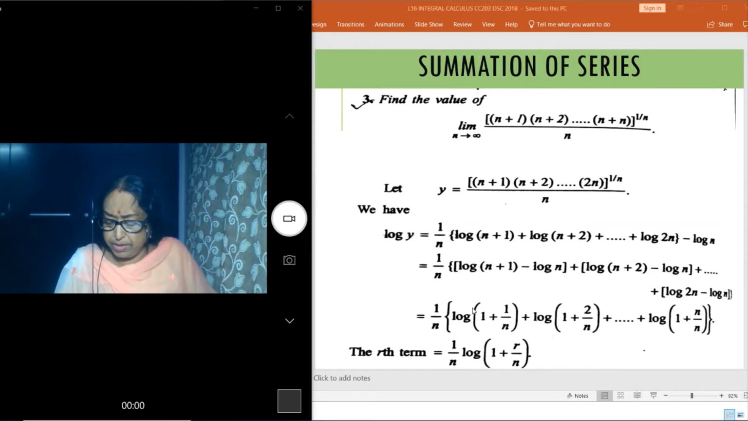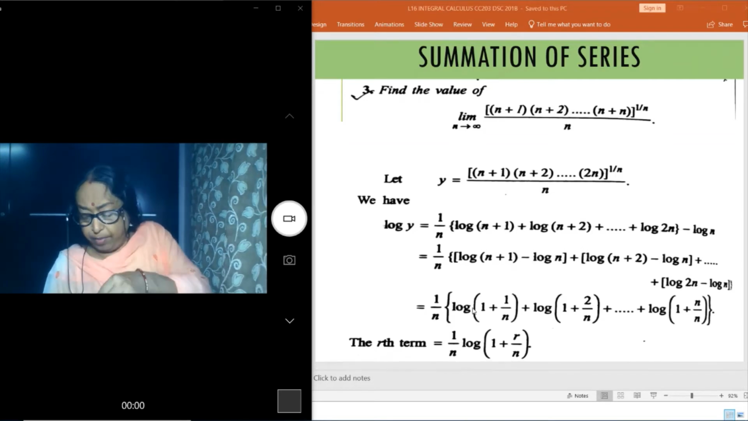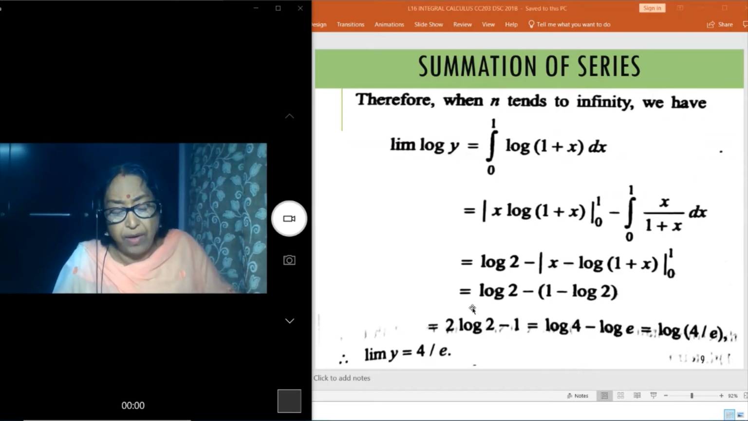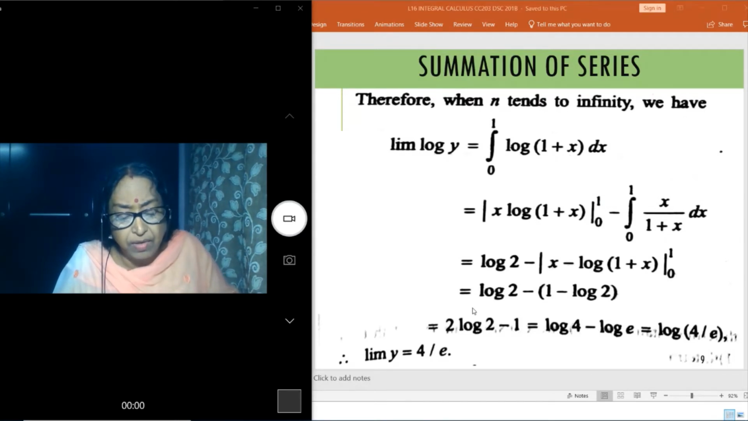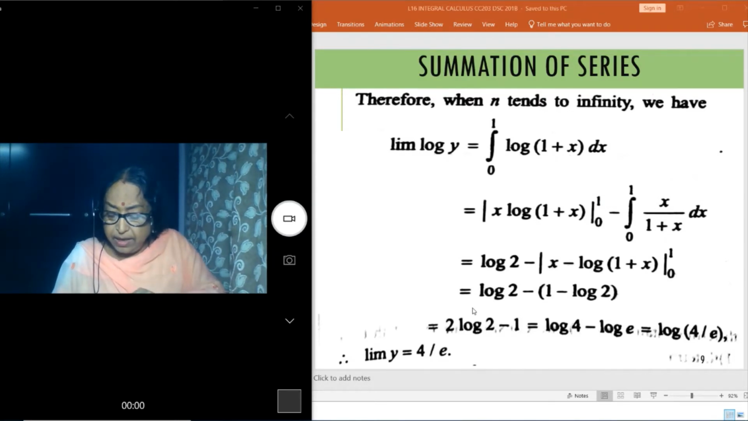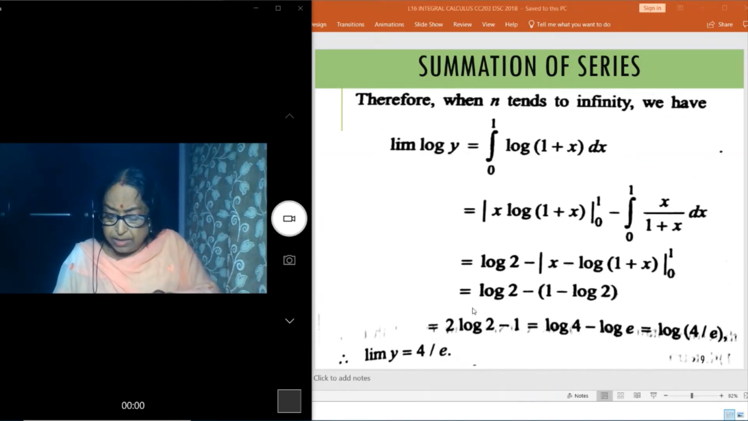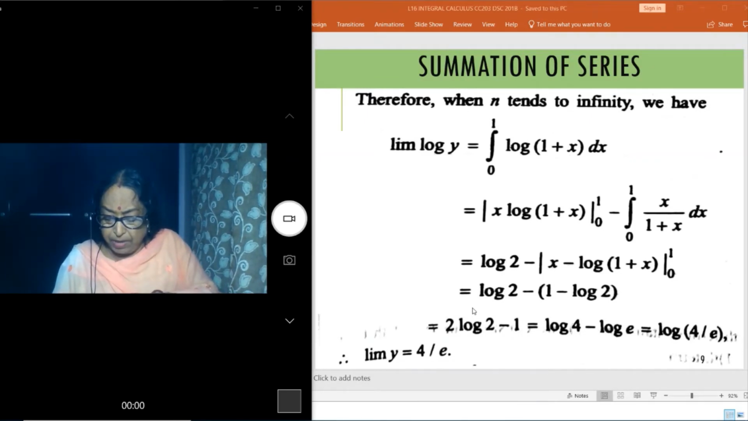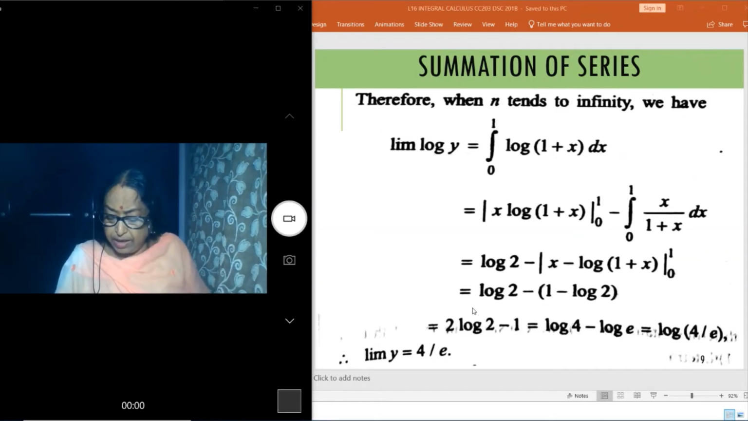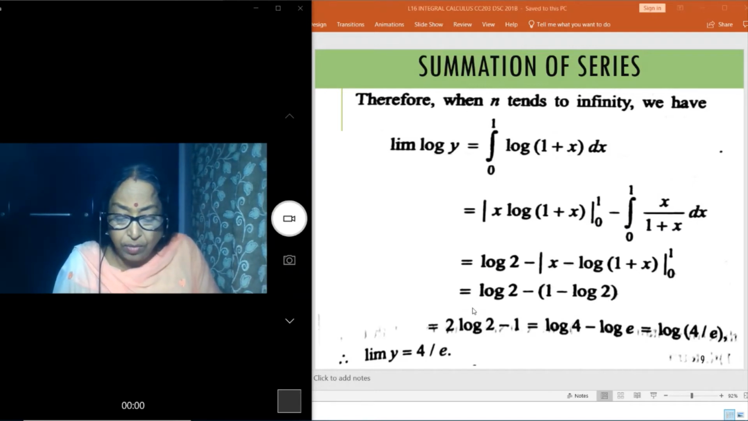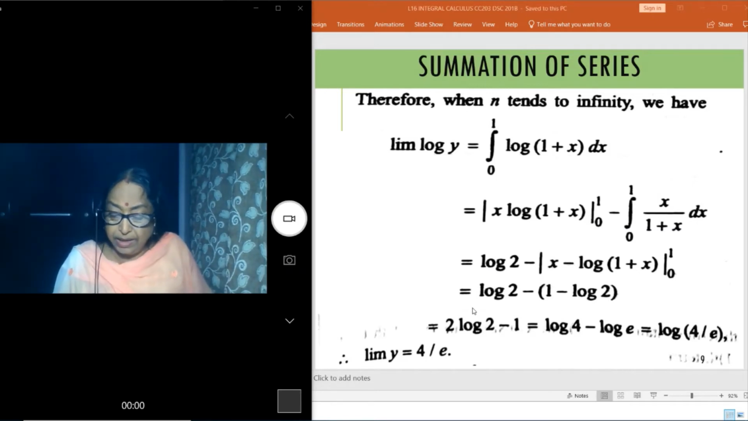So limit of log y can be written in the form 1 by n phi of r by n, which can be written as integral 0 to 1 of phi of x dx. Here log y can be written as the integral of log of 1 plus x dx, limit 0 to 1. Now applying integration by parts, we can get the value of y as 4 by e.